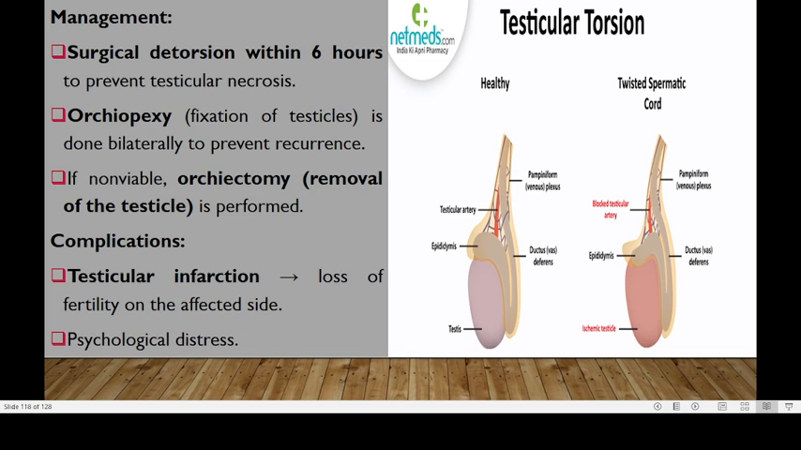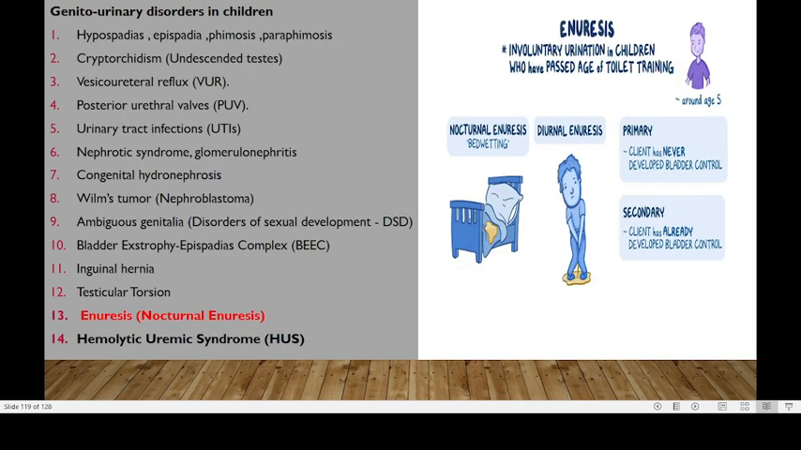So what about the management of testicular torsion, right? We could do surgical detorsion within 6 hours to prevent testicular necrosis. Orchiopexy, this is fixation of the testicles, is done bilaterally to prevent recurrence. And if non-viable, orchiectomy, that is removal of the testicle, will be performed. Complications could lead to testicular infarction, that is loss of fertility on the affected side, and psychological distress.